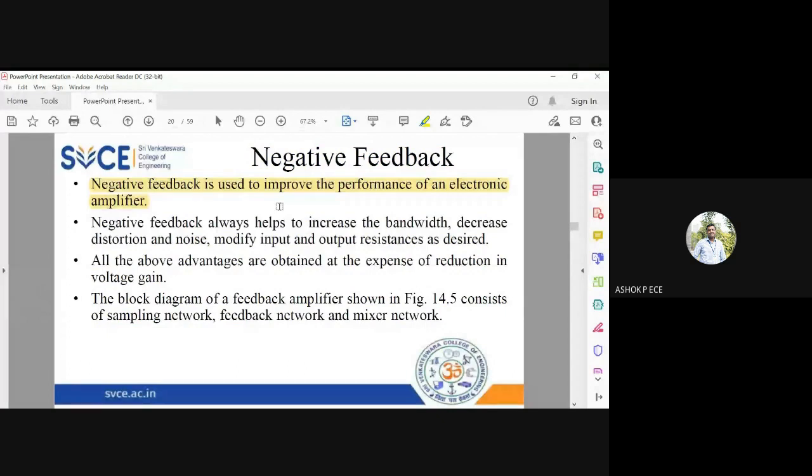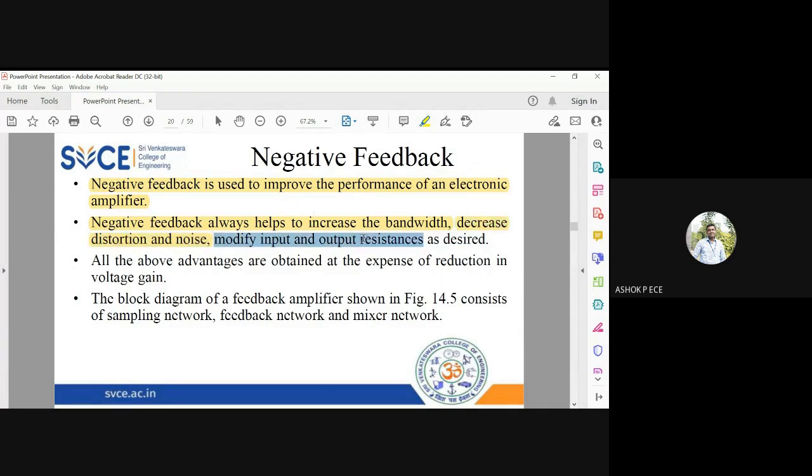So negative versus positive feedback: what drawbacks did you have? The positive feedback is unstable. Negative feedback is more stable. In positive feedback, the bandwidth is very poor, but in negative feedback, the bandwidth is very high. In positive feedback, the noise and distortion are very high, but here the noise and distortion are very low.